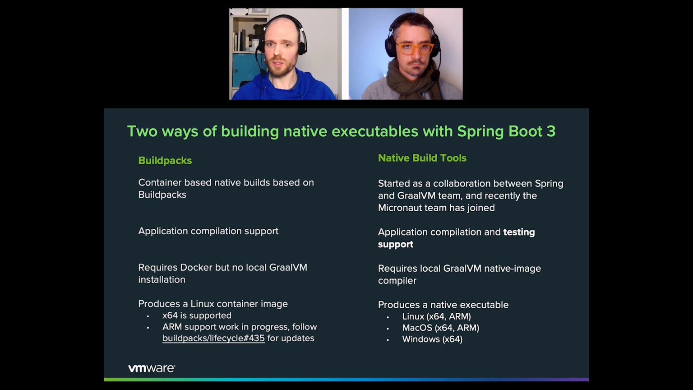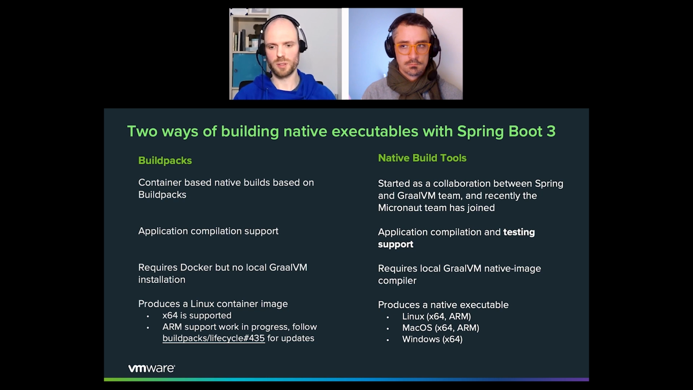The native build tools started out as a collaboration between the Spring and GraalVM teams, and recently the Micronaut team has joined. It supports application compilation and testing, so this here is possible with the native build tools. It requires a local GraalVM native image compiler. See our native reference documentation for how to get one. There is, for example, the SDKMAN command. And what it does is produce a native executable, which I showed before.